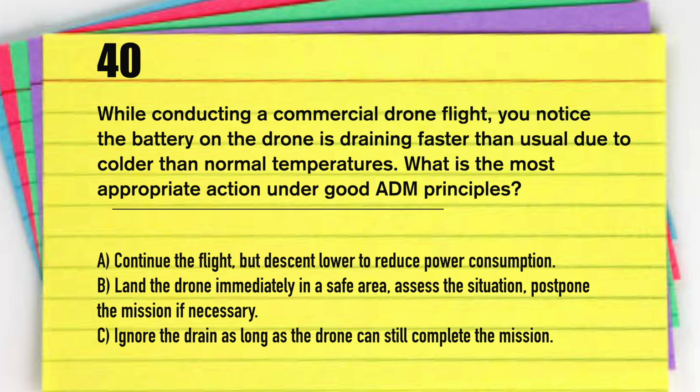If I leave out all of the usual fluff that they put into these questions, the drone's battery is draining faster than usual. What do we do? Well, it doesn't take a rocket scientist to figure this one out. The correct answer is B. Land the drone immediately in a safe area, assess the situation, and postpone that mission if necessary. That is good ADM. So we're going to move to the next flashcard, number 41.